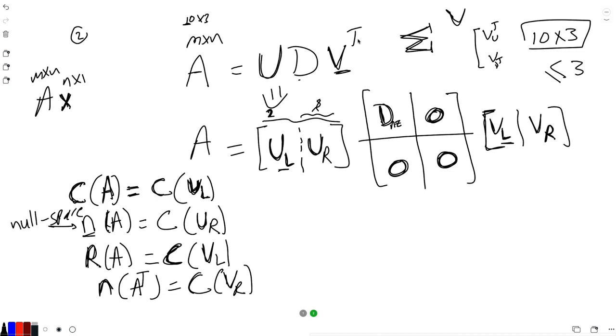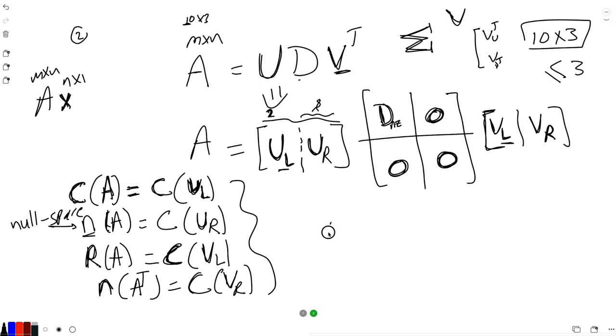Okay, so those are called the four main spaces of any matrix A: the column space, the null space of matrix A, the row space, and the null space of A transpose, or the null space of the row space of matrix A. And those are very, very important.